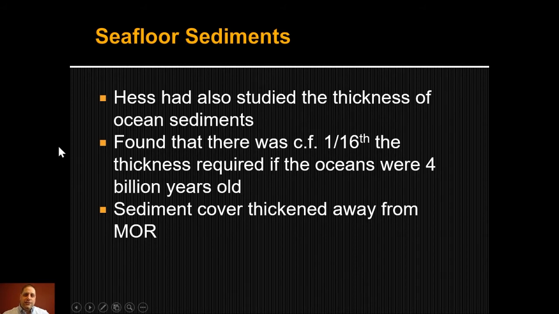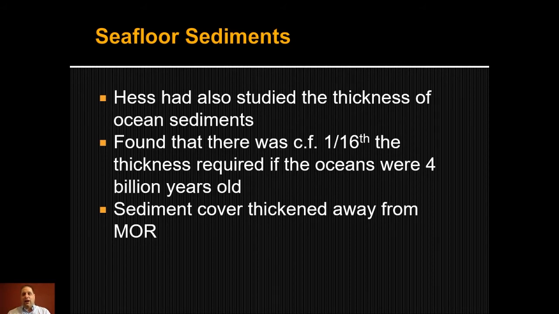Okay, so now Hess also looked at the thickness of ocean sediments, and he found out that there was something like 1/16 the thickness that you would expect if the ocean was 4 billion years old, as old as the Earth, right? The numbers don't really matter here. The point is they could look at the amount of material coming out of the rivers, and then they could say, well, if you have anywhere around that amount, and you allow that to go on for 4 billion years, you should have a much, much thicker pile of ocean sediment, right?